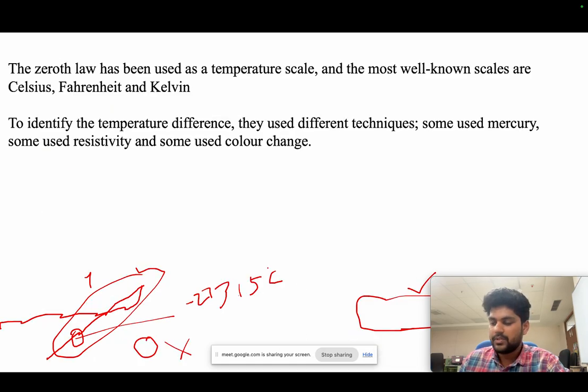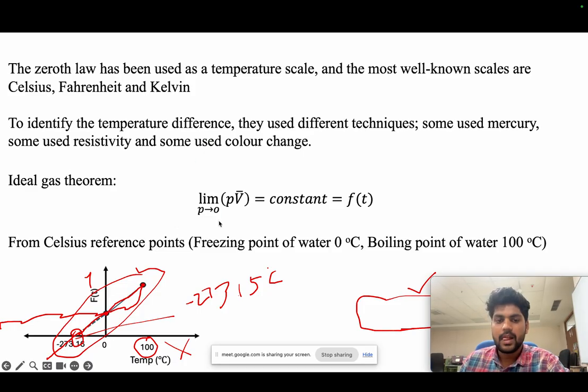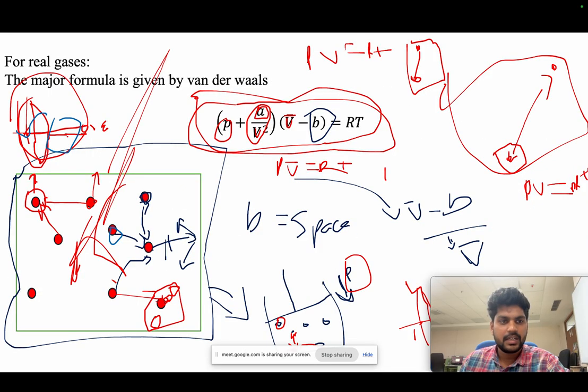Once we know the zeroth law, using it Celsius defined the scale, taking two points with respect to water: one is 0 and the other is 100 degrees Celsius. Then Kelvin observed that not all functions will satisfy the Celsius scale, so he gave the new Kelvin scale, which we are studying now: T in Kelvin equals t in degrees Celsius plus 273.15. I think this is all we discussed in the last class. Van der Waals I will explain later, in the last part of the class.